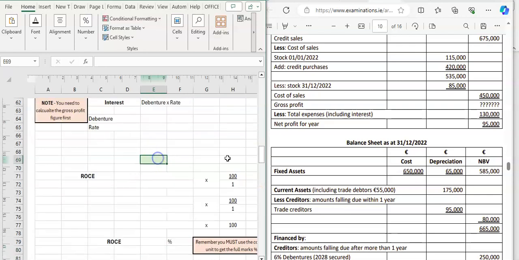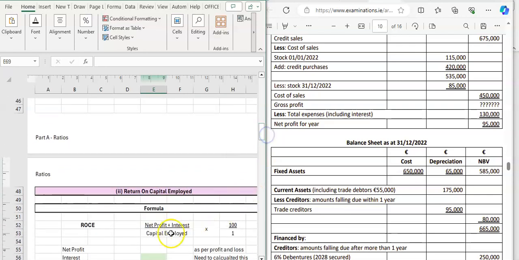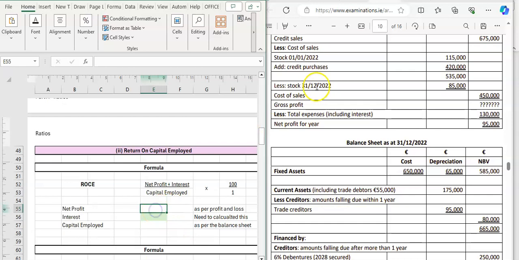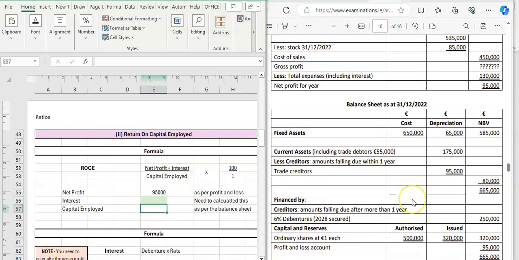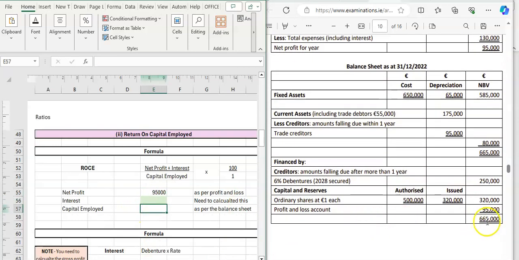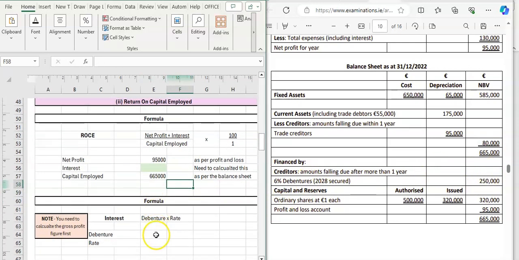So our net profit is 95,000. Then our capital employed is taken from our balance sheet, which is the very last figure, 665,000. Then we need to calculate our interest. So our interest is on debentures of 250,000, and the rate then is 6%.